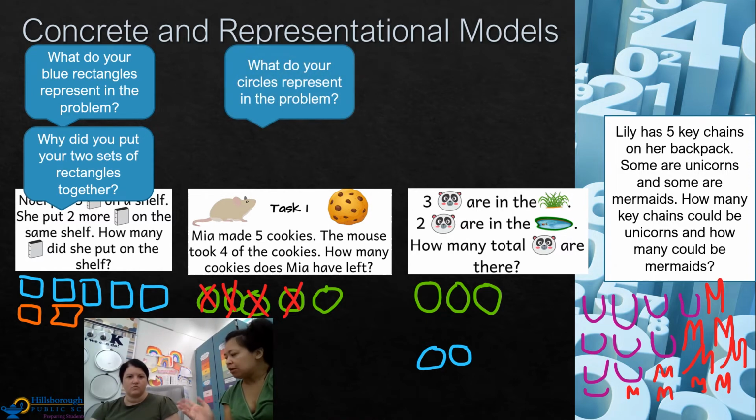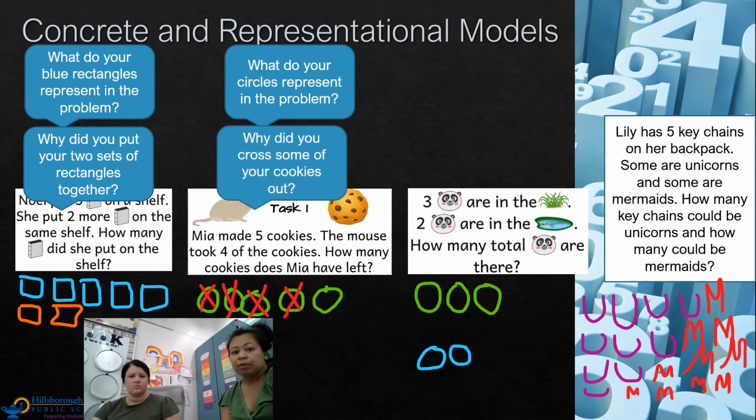And again, just like you said, what does your circle represent, or what does your picture represent? And then again, moving into possibly why did you cross out some of those? And just making sure that you understand why they crossed them out. Because if they tell you something about Mia, like because those are the ones Mia took, then that's not the right answer, right? So we want to make sure we're digging deeper with those kiddos.